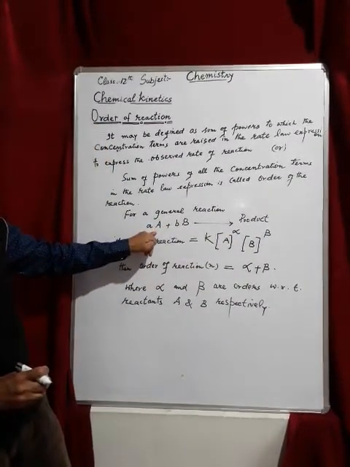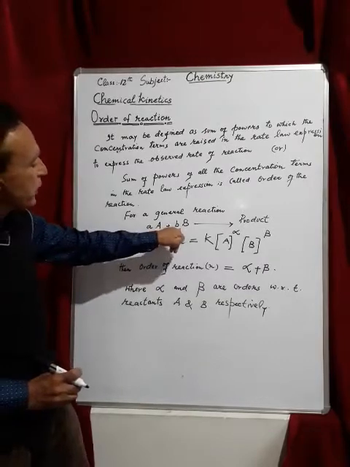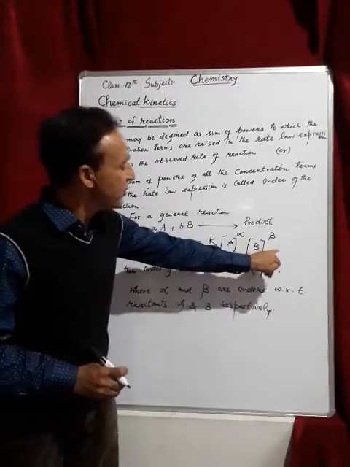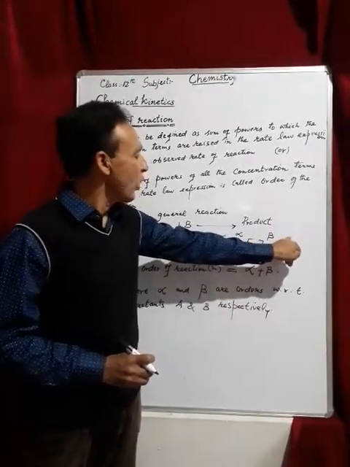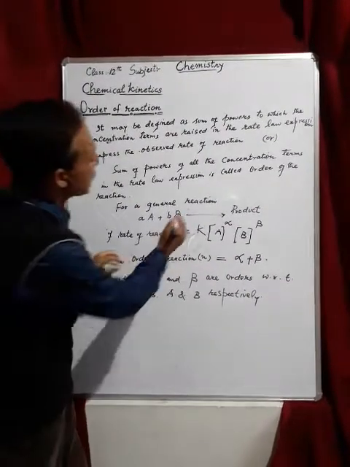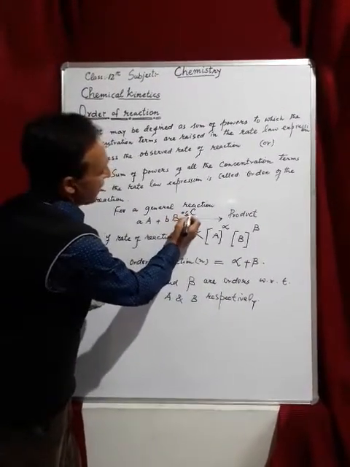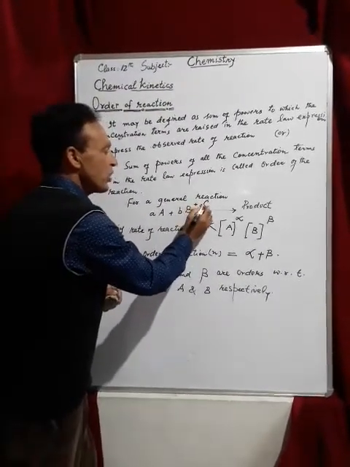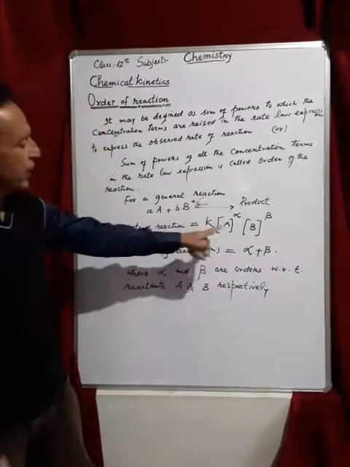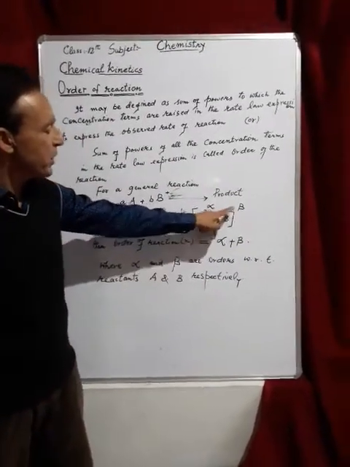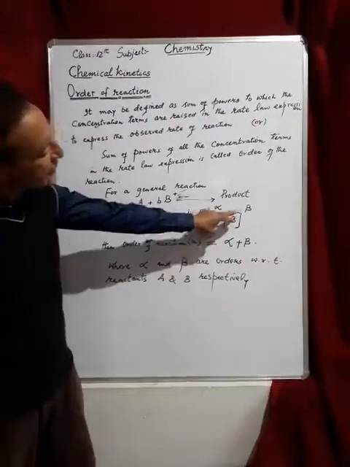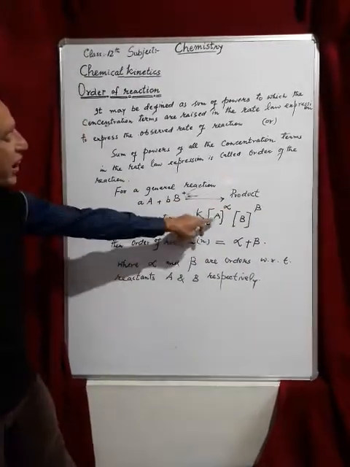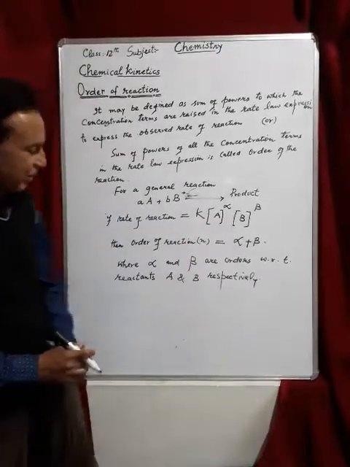Here we have only two concentration terms. Had it been aA plus bB plus cC, then [A] raised to power alpha, [B] raised to power beta, [C] raised to power gamma, and that gamma may or may not be equal to c, the coefficient of the reactant C. But here we have two reactants, so it is [A] raised to power alpha, [B] raised to power beta. The sum of the powers of all the concentration terms in the rate law expression, alpha plus beta, is defined as the order of the reaction.